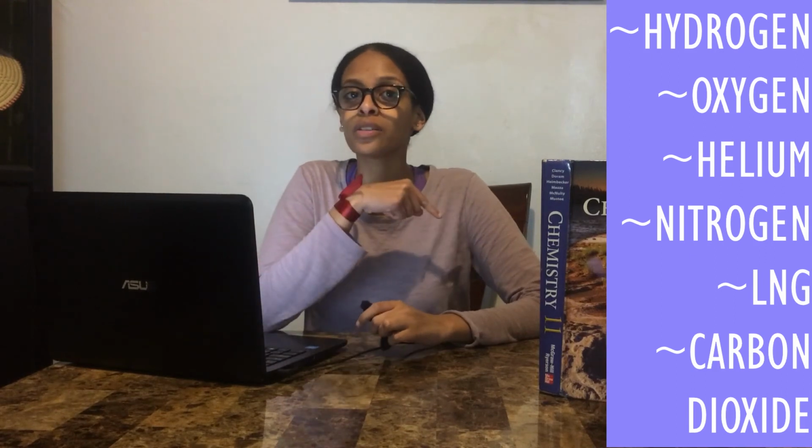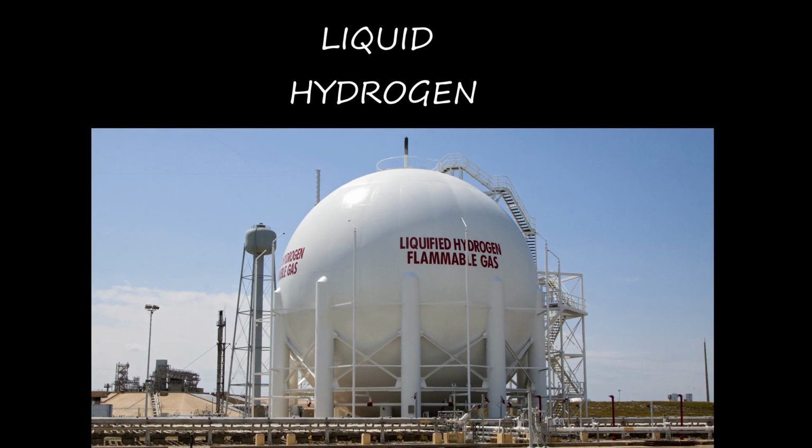So I'm going to run down each one of them, explain how each one of them is liquefied and what we use them for. The temperature in which hydrogen is liquefied is negative 253 degrees Celsius, or to make it easier, 20 degrees Kelvin. And because of such a low temperature, hydrogen is actually said to be one of the most expensive permanent gases to liquefy. This is because a lower temperature means higher pressure, and higher pressure means much more expensive.